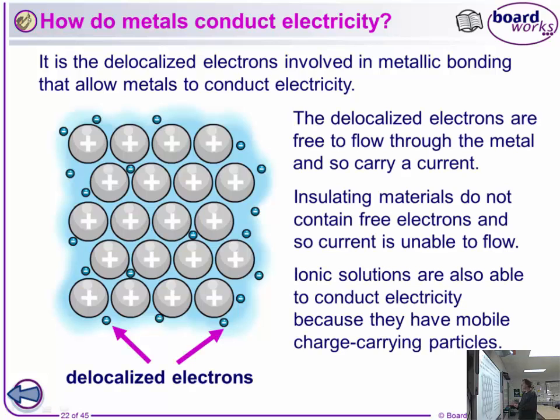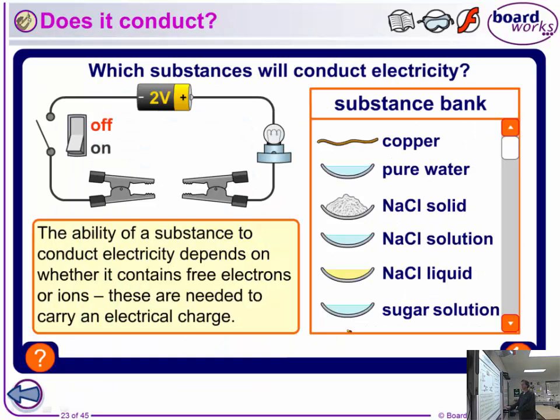As it says there, insulating materials do not contain free electrons, and so current is unable to flow. And you can get ionic solutions that also conduct electricity because they've got free ions available to carry the charge and cause current flow. A semiconductor, of course, has just a few electrons, so it will conduct, but not as well as the metals, the really good conductors.